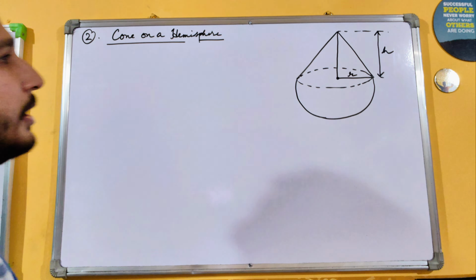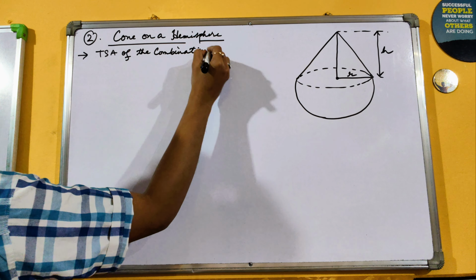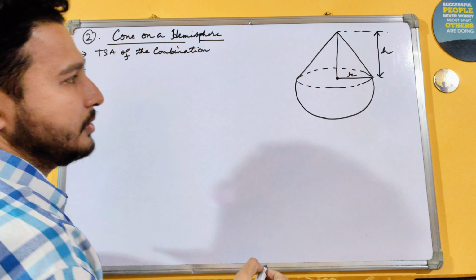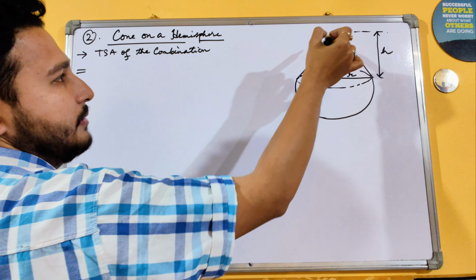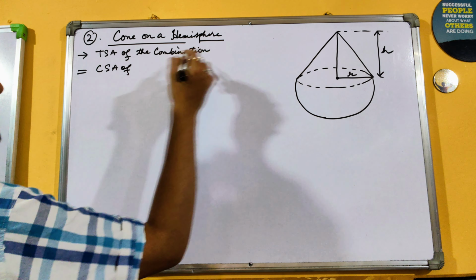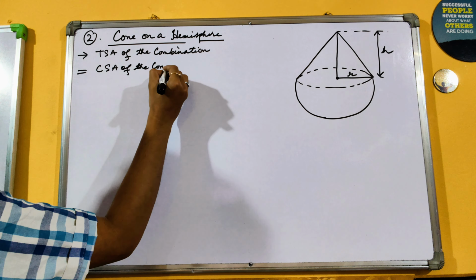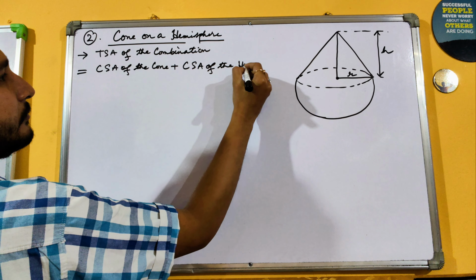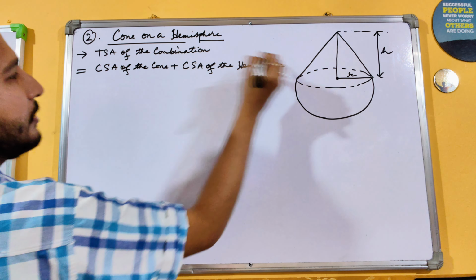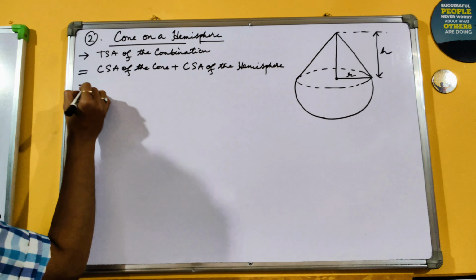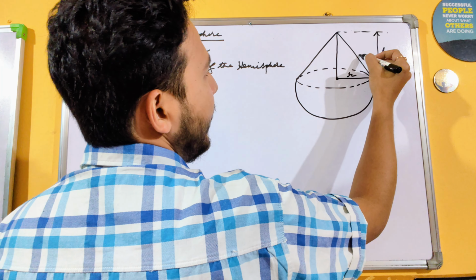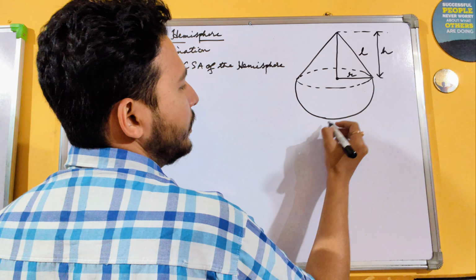So let's find out the total surface area of the combination. TSA, total surface area of the combination. At first, we have to find out the CSA of the cone plus the CSA of the hemisphere. CSA, that is, the curved surface area of the cone, plus the curved surface area of the hemisphere. What is the curved surface area of the cone? That's nothing but pi r L.